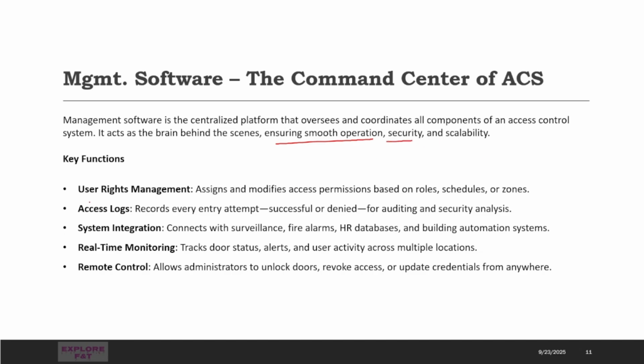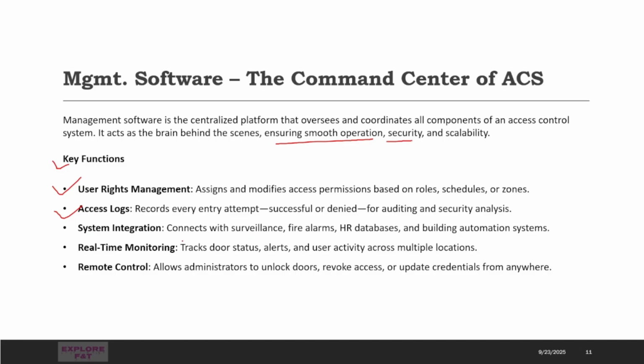Now what are the key functions? User rights management means assigning and modifying access permissions based on role, schedule, and zones. Access log records every entry attempt, successful or denied, for auditing and security analysis. Access log means it will generate a list of logs, like this attempt was successful or denied.